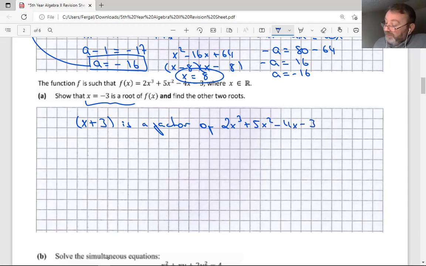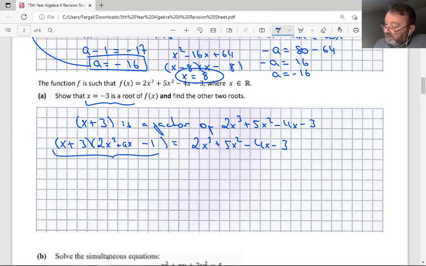So we're going to do exactly the same thing again. If you have a linear factor, the remaining factor is quadratic. So x plus 3 multiplied by a quadratic will give me the 2x cubed plus 5x squared minus 4x minus 3. And again, we do the same thing we've always done before. Let's try and work out what this quadratic is. x multiplied by what gives me 2x cubed? That's 2x squared. And 3 multiplied by what gives me minus 3? That's minus 1. And then we have an ax at the center.